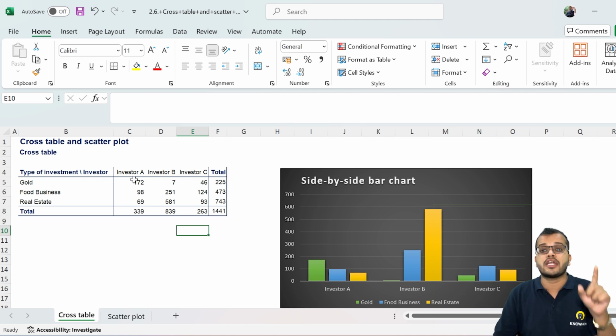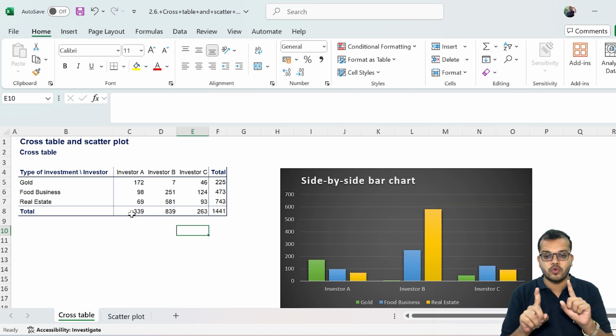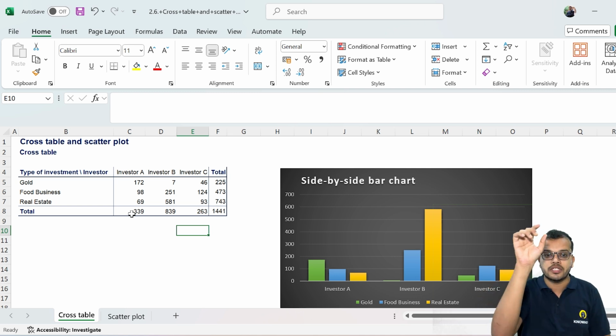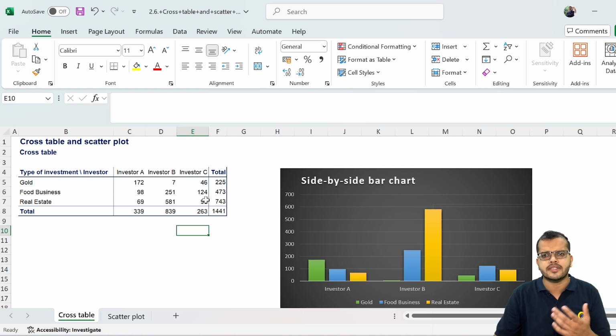But if we see investor A alone, investor A has invested 172 in gold, 98 in food business, and has also invested 69 in real estate. So if we see the overall count of investor A, it is 339. That is the difference that we have to understand: investor A's total investment and the total investment of gold, the investor B total investment and the total investment of food business. Something like this.